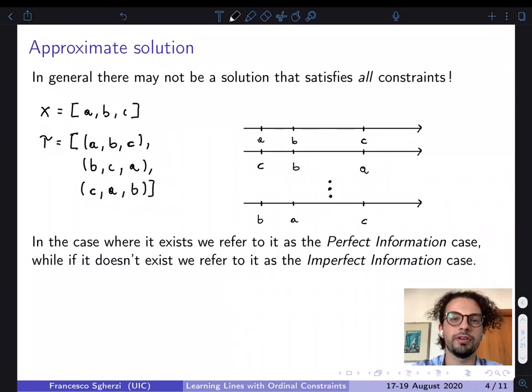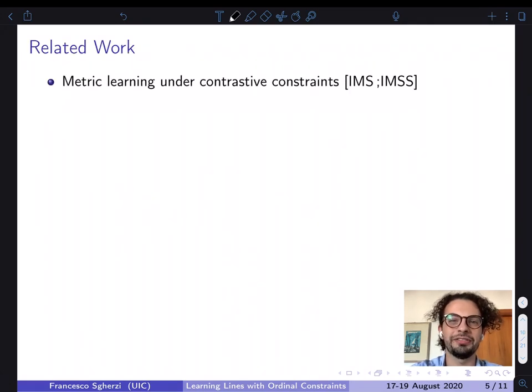In the imperfect information case, the objective of the problem becomes to find a solution that minimizes the number of violated constraints. This is pretty much an active field of research. More specifically, many advancements have been brought in the case of contrastive constraints, which is the problem of learning a metric space where relations between points are expressed by similarity and dissimilarity constraints.